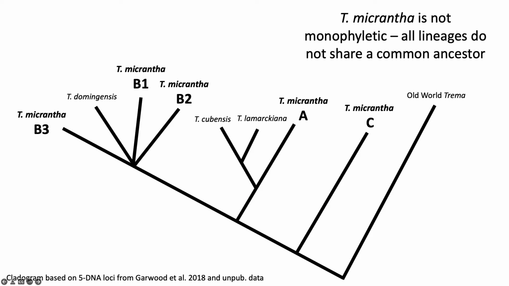So along with being morphologically variable, this group is also not monophyletic. And that just means that all these lineages that we've identified that are described as Trema micrantha, they don't share a common ancestor. So if we look at this just simple cladogram here based on 5 DNA loci from a previous publication, we can see Trema micrantha A and Trema micrantha C. And these are distinct from the Bs over here. So B1, B2, and B3. And Trema micrantha C is unique because it has a montane distribution and it also has a distinct leaf morphology. And then Trema micrantha A is also distinct. But then when we get into the Bs, which I'll be focused on today, they're a lot more complicated, and that's why I'm focused on that group in particular.